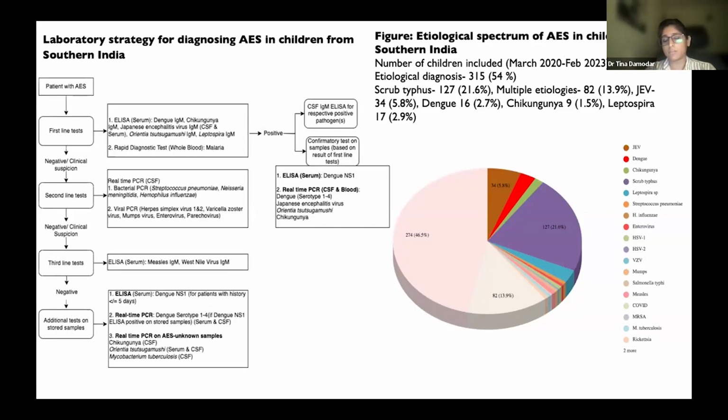So in the first 3 years of the study, the preliminary results are we included 589 children in the study, and etiological diagnosis was achieved in around 54%, and scrub typhus is the most important cause of acute encephalitis syndrome in this part of the country, with 21% of overall and around 50% of those who have a microbiological diagnosis. The next common etiology is co-positivity or multiple etiologies, which I will discuss in the next slides, followed by Japanese encephalitis virus, dengue, chikungunya, leptospirosis, and there are other causes also, but not too many.